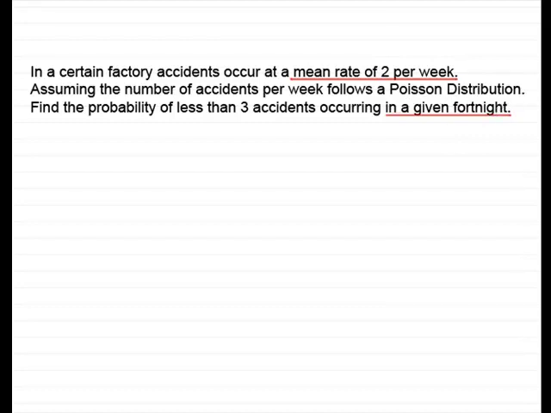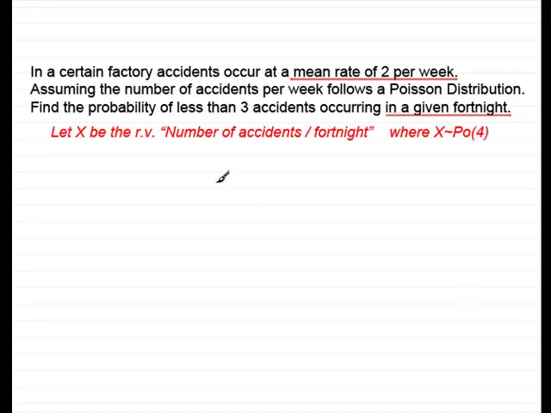So what I'm going to do is define a random variable, x, as being the number of accidents per fortnight, where x follows a Poisson distribution with a mean of 4. So we can expect x to be no accidents, 1 accident, 2, 3, 4, 5, 6, 7 and so on. There's no limit to the number of accidents we could expect in a fortnight.